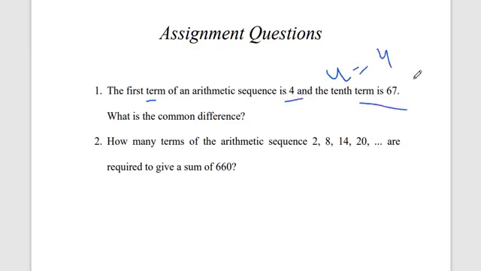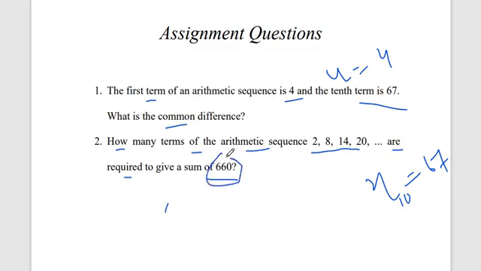They have given the 10th term, a10 is equal to 67. You have to find the common difference. Now the second one is somewhat difficult. How many terms of the arithmetic sequence they have given are required to give a sum of 660? They have already given the sum, 660. For this sequence, how many terms are required to get this sum?